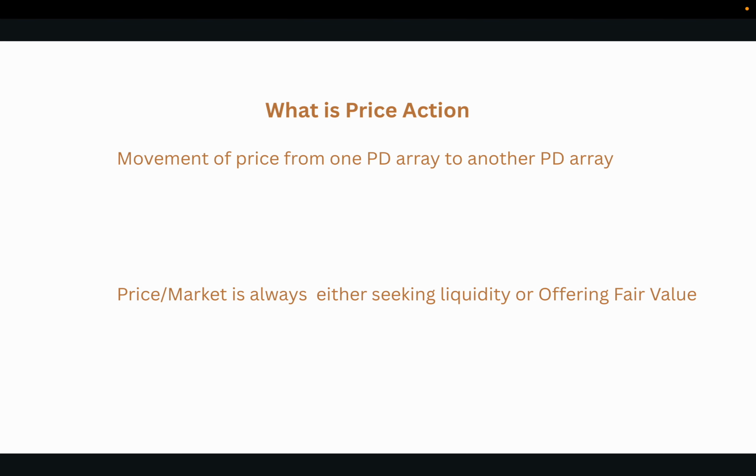Price action is nothing but movement of price from one PD array to another PD array. So in any market, it could be an index, cryptocurrency, commodity, or any stock, price is always either seeking liquidity or offering fair value. Now what is liquidity, what does offering fair value mean, or what is a PD array, we will see in the coming slides.